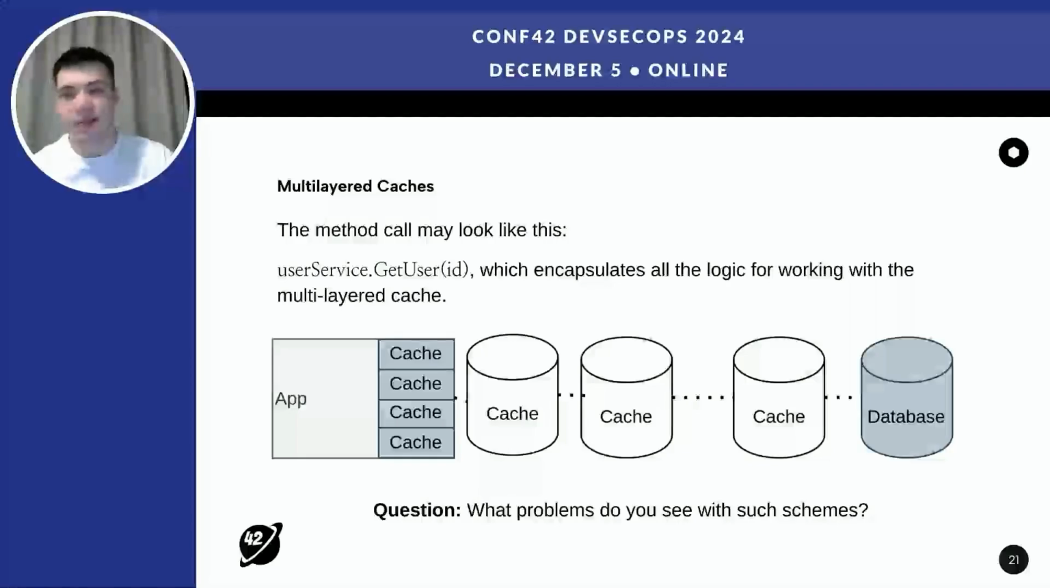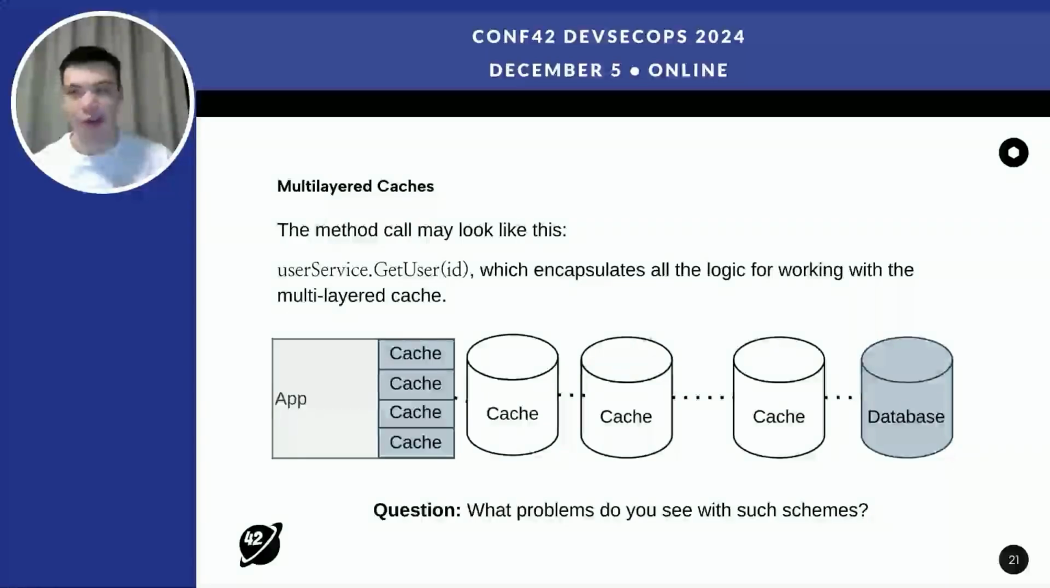The next thing is multi-layered caches. On the slide you can see a real example of how the caching could be implemented. I would not say that it is a great approach, but it's how it is in big systems that handle a lot of requests. You have your monolithic app, and you have your local caches, maybe memory caches. And then you have a chain of caches, multi-layered caches.